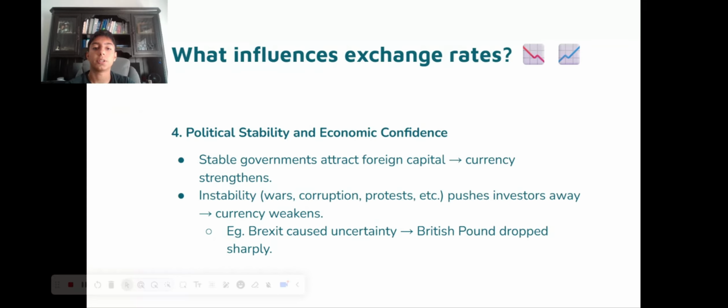Next is political stability and confidence. Currencies hate uncertainty. If a country has stable leadership, rule of law, and predictable policies, investors feel safe parking their money there. But if there's political chaos like war or corruption, the currency often drops. Example: in 2016, the United Kingdom voted to leave the European Union. This was called Brexit. The vote shocked the world and created a lot of economic uncertainty. The result: the British pound fell to its lowest level in over 30 years within 24 hours.